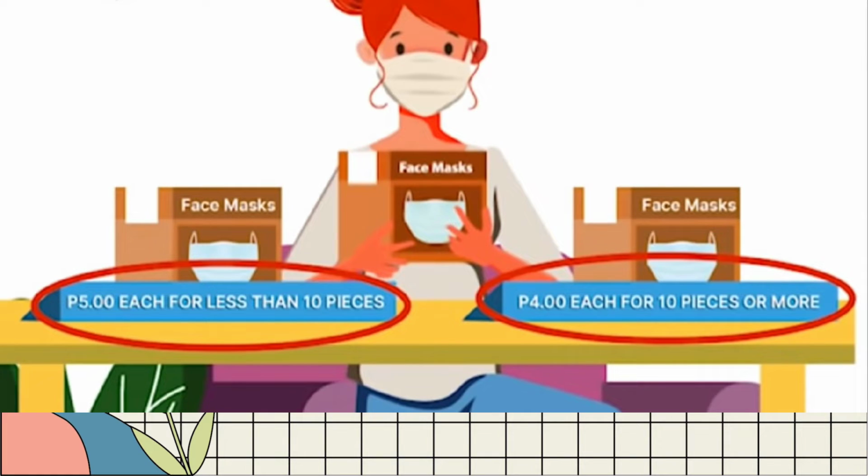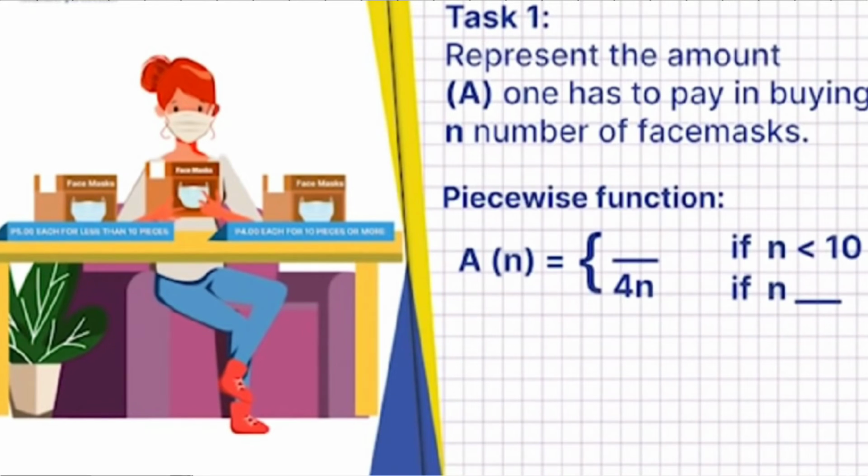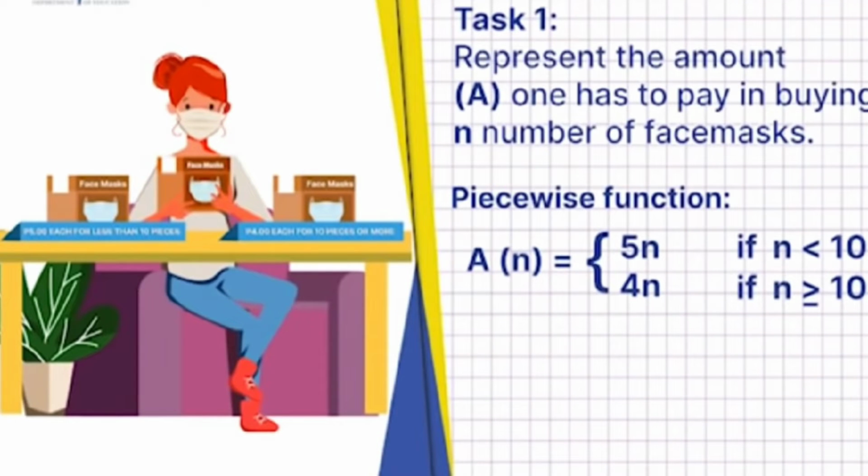Suppose the face masks that Lena sells cost 5 pesos each for a purchase of less than 10 pieces, and 4 pesos for 10 pieces and above. Again, we have two tasks. First is to represent the amount one has to pay in buying a number of face masks. Since there are two conditions, we know that we will have a piecewise function. Let's try filling the missing terms to complete the piecewise function. The representation should be a of n equals 5n if n is less than 10, or 4n if n is greater than or equal to 10.